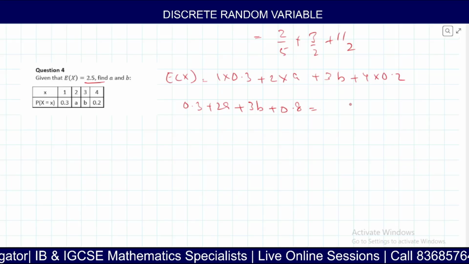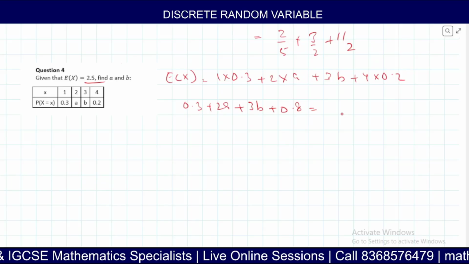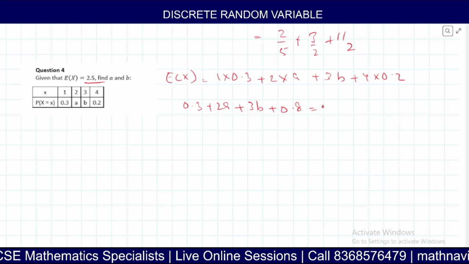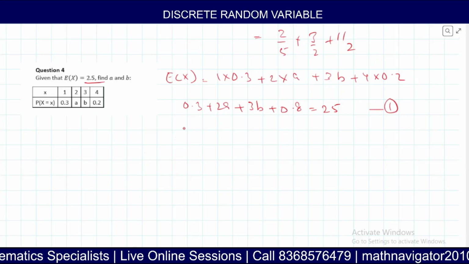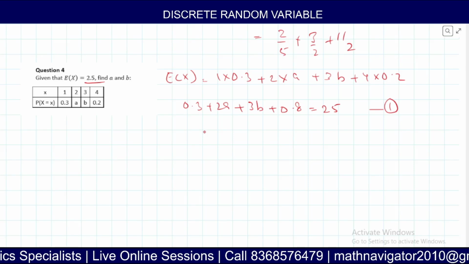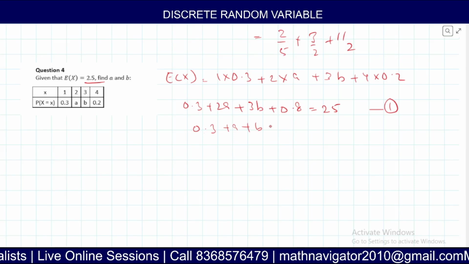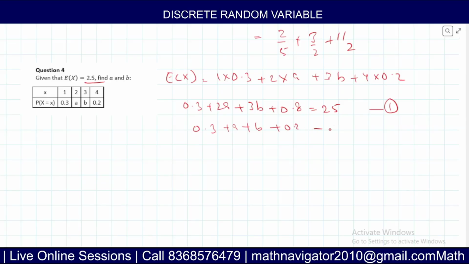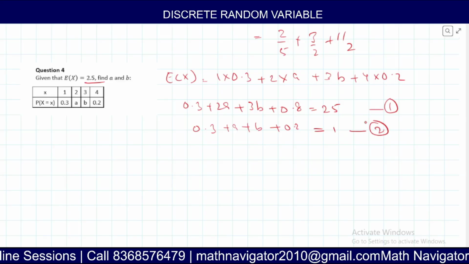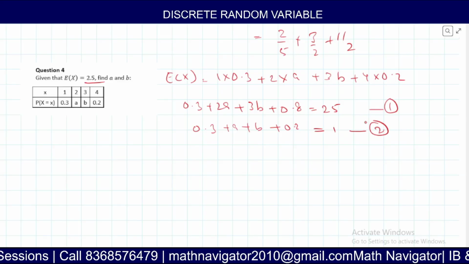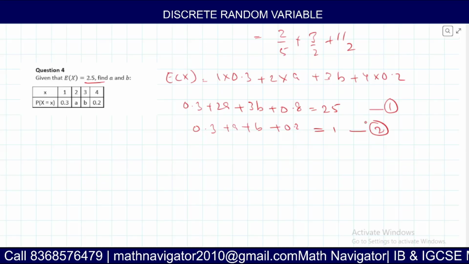So 0.3 plus 2a plus 3b plus 4 times 0.2, which is 0.8, is equal to 2.5. Got it? So this becomes equation 1. And my equation 2 is 0.3 plus a plus b plus 0.2 is equal to 1. This you can solve manually very easily, but I will solve it on the calculator so that the time is not wasted. And anyhow, you will learn how to do it on the calculator.